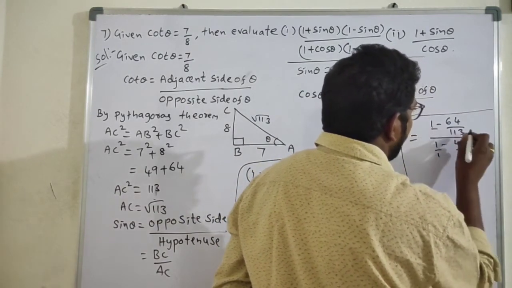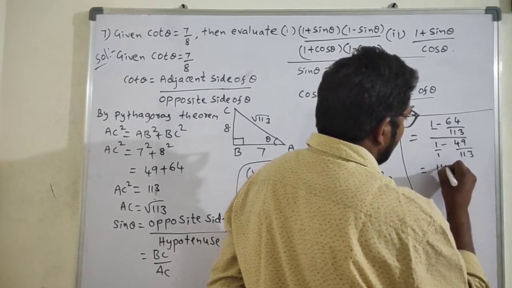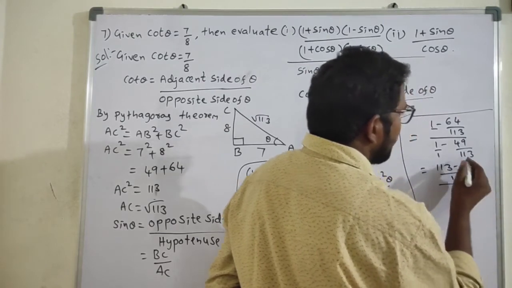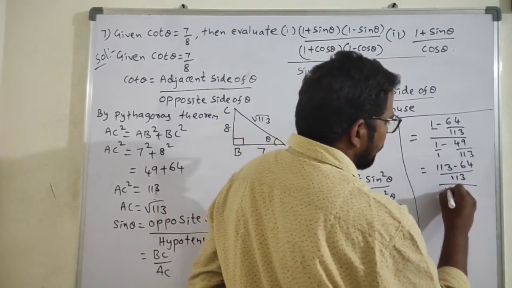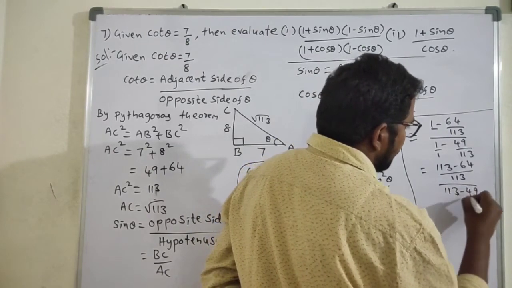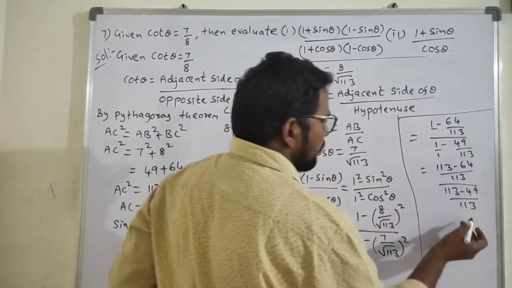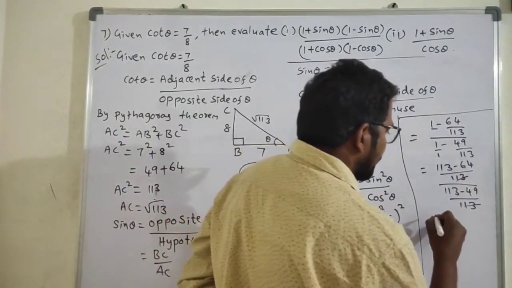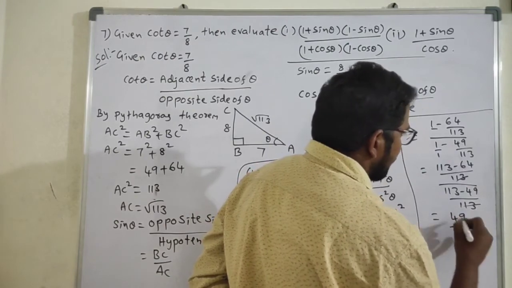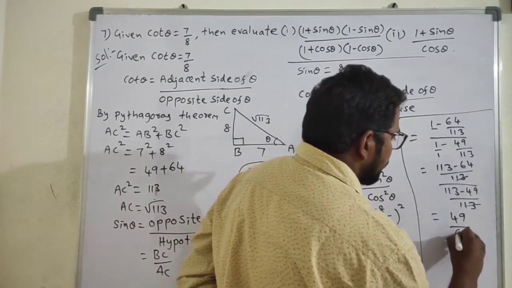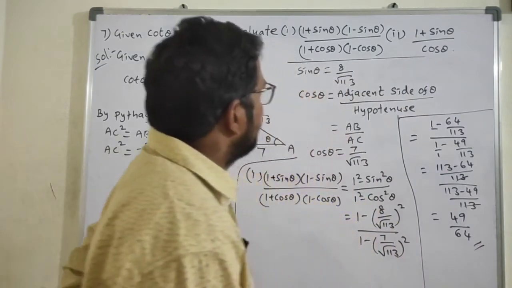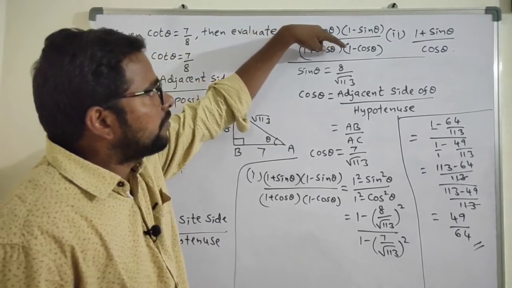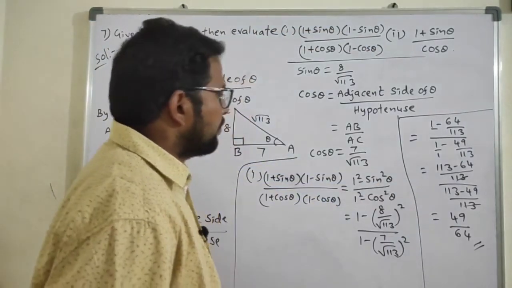So LCM 113 into 1 is 113, 113 minus 64 by 113, divided by 113 into 1 is 113, 113 minus 49 divided by 113. So 113 gets cancelled. So 113 minus 64 is equal to 49, by 113 minus 49 is equal to 64. This is the value of the first question. So 1 plus sin theta into 1 minus sin theta by 1 plus cos theta into 1 minus cos theta is equal to 49 by 64.